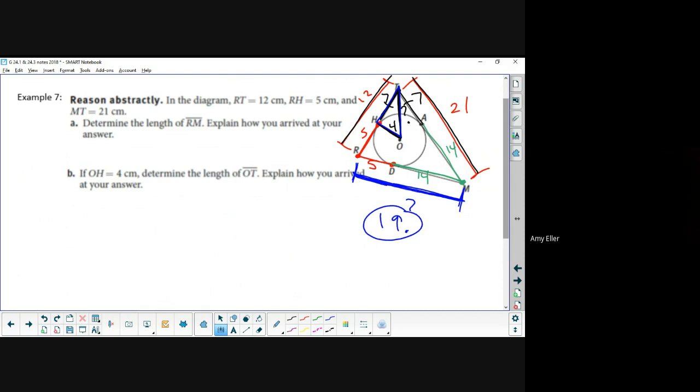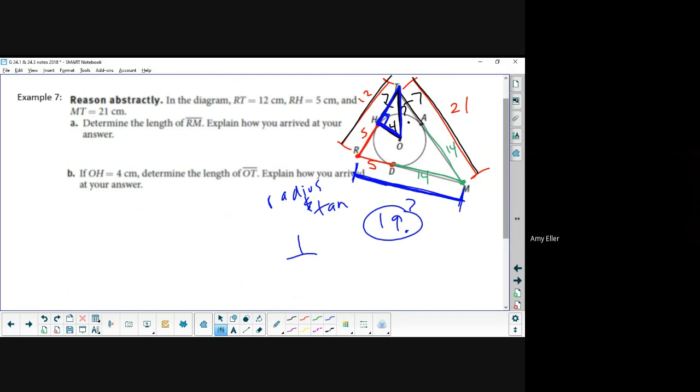Because it says I have a radius, OH is a radius, and I know I have a tangent. Anytime I have a radius and tangent, they're going to be perpendicular. So go ahead and draw where the radius and tangent meet. It's perpendicular.